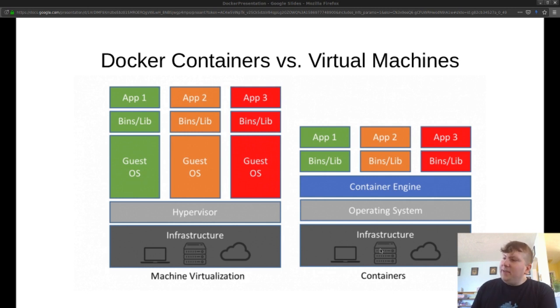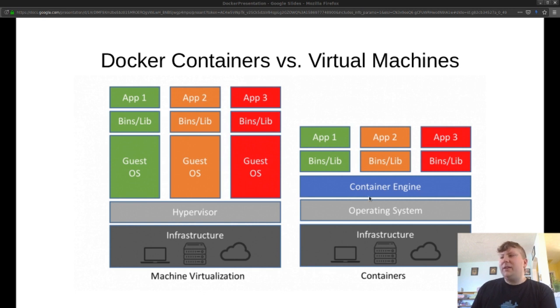On the container side, it's basically the same at the bottom. We're going to have some infrastructure that's responsible for running these containers. And instead of a hypervisor, we're going to run pretty much any operating system. Docker and containers run on all sorts of different operating systems, and you can basically pick your favorite. And on that operating system, we're going to install a container engine. Docker is an example of a container engine.